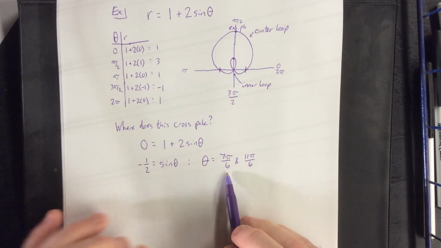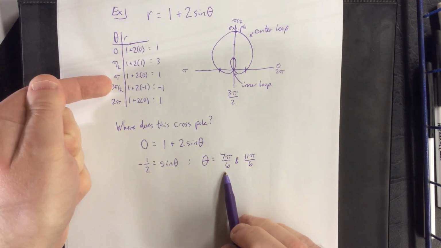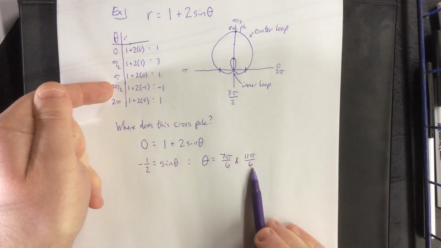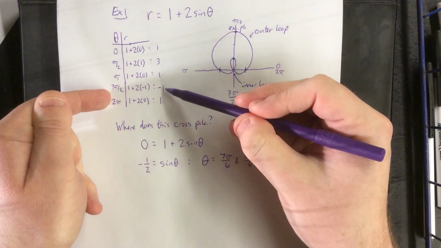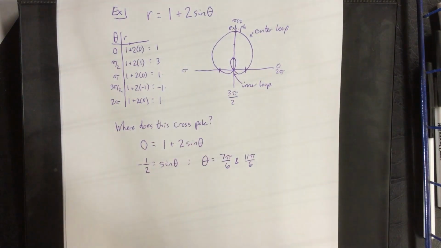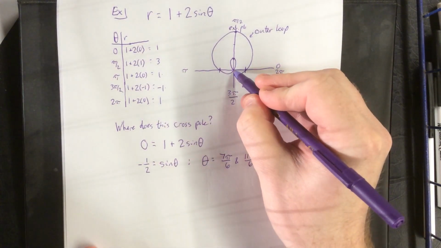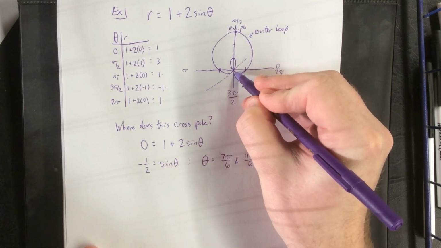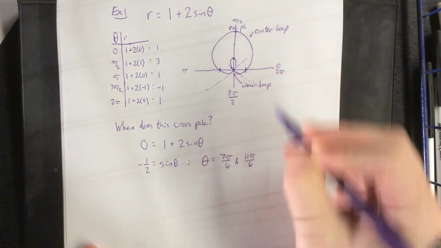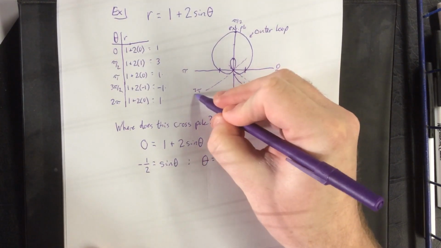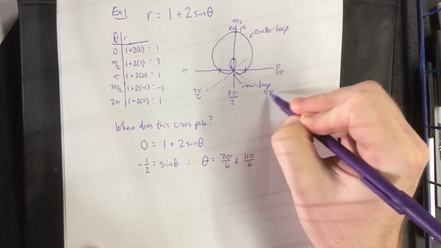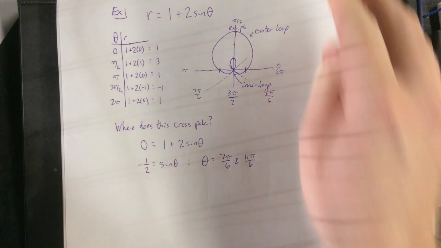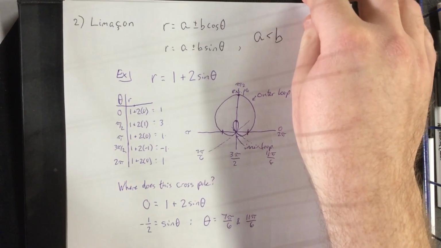Now 7 pi over 6 is in between pi and 3 pi over 2, and you'll notice that this is where the r value dips from positive to negative. 11 pi over 6 is between 3 pi over 2 and 2 pi, and that's where, again, it crosses from negative back into positive. So essentially, if we wanted to figure out these two angles right here, where it's dipping through the pole, those two angles would be at 7 pi over 6 and at 11 pi over 6. So another example of something that does not convert nicely back into Cartesian coordinates.